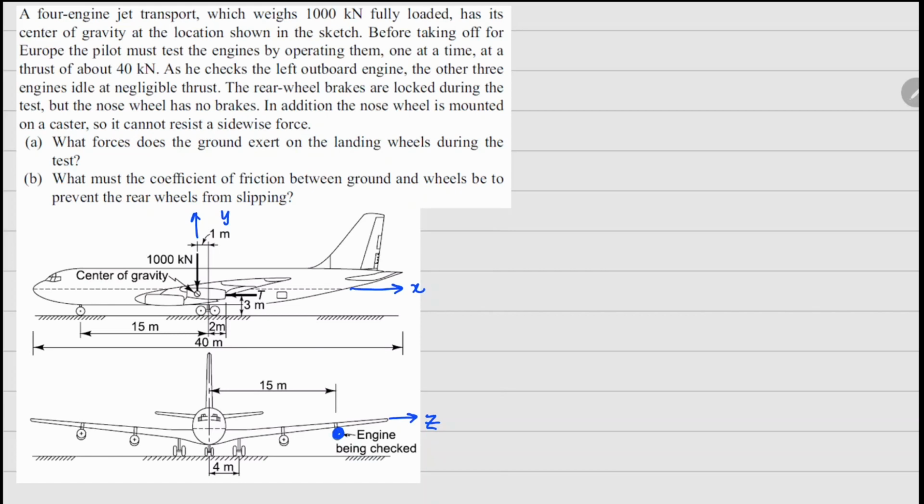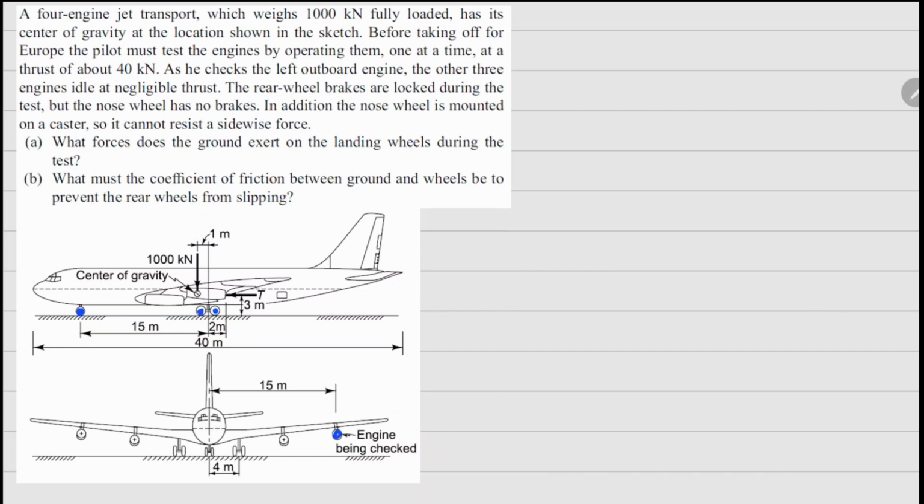As he checks the left engine, the other 3 engines are idle and there is no thrust. The rear wheel brakes are locked during the test, but the nose wheel has no brakes. So basically these wheels that you see here, there will be friction coming on these, but there will not be any friction on this one right here. In addition, the nose wheel is mounted on a caster, so it cannot resist a sideways force. What force does the ground exert on the landing wheels during the test, and what must be the coefficient of friction between the ground and the wheels to be preventing the rear wheels from slipping?